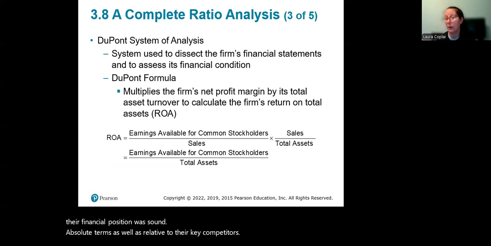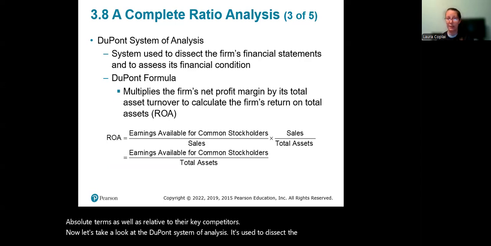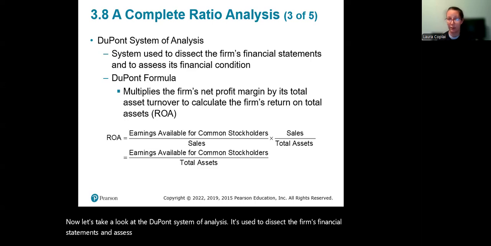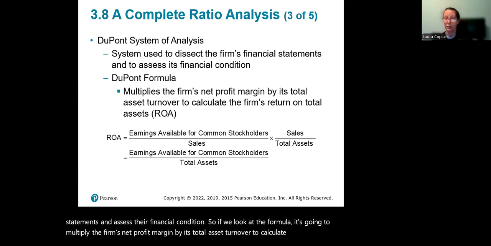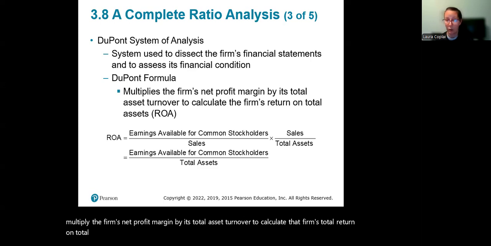Now let's take a look at the DuPont system of analysis. It's used to dissect the firm's financial statements and assess their financial condition. So if we look at the formula, it's going to multiply the firm's net profit margin by its total asset turnover to calculate that firm's total return on total assets, or their ROA.